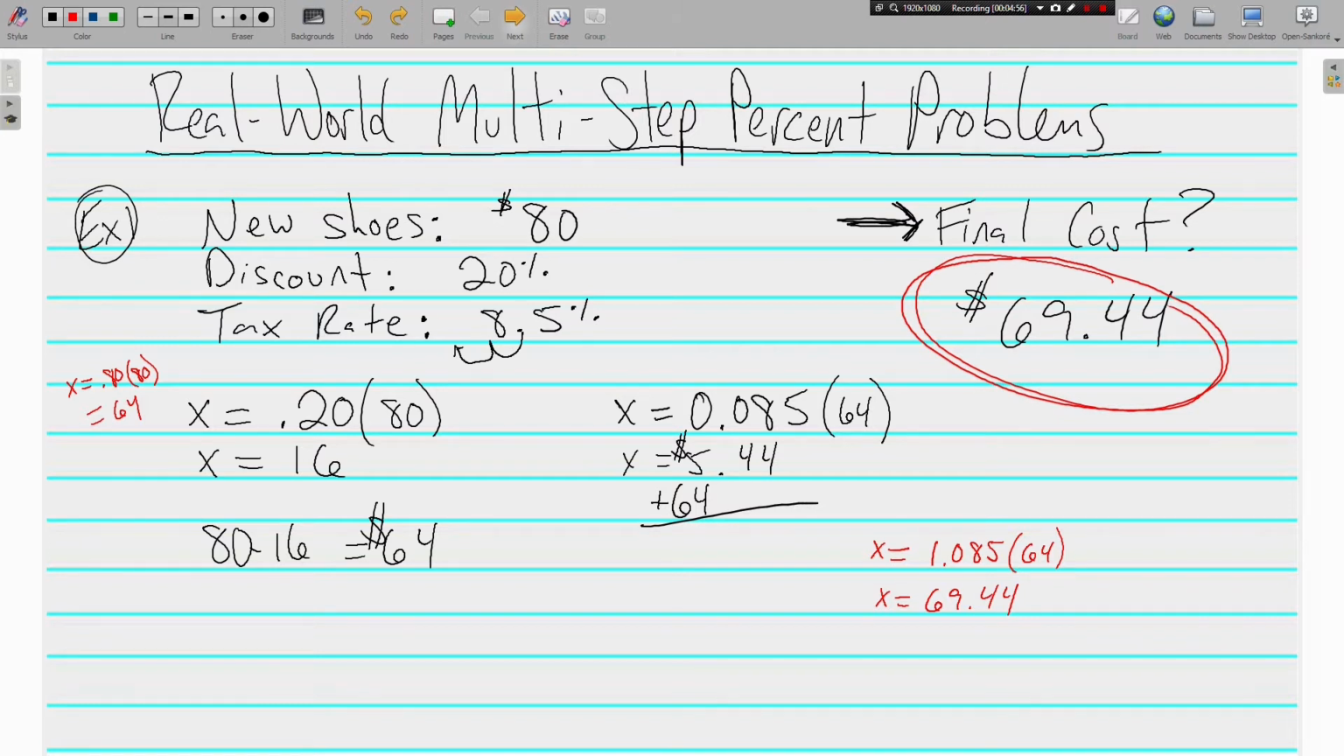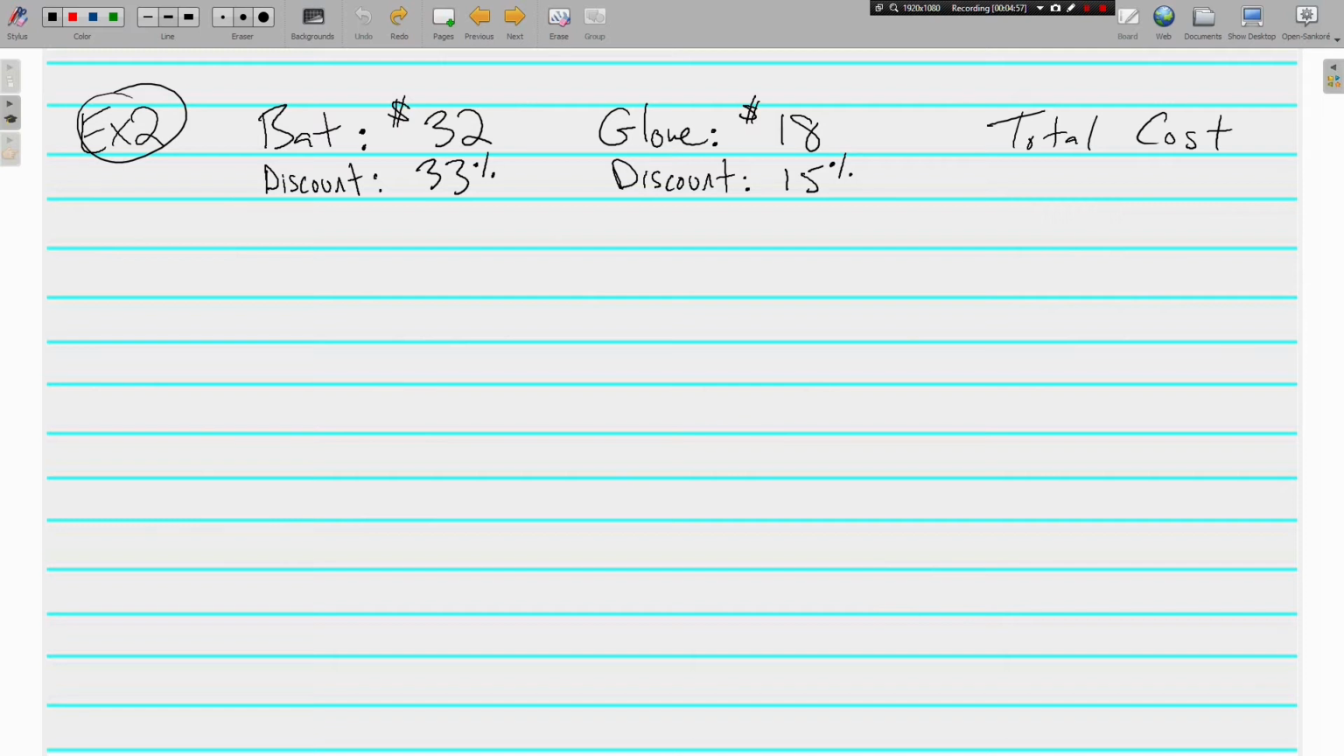What do we have next? Looks like a bat and a glove. We've got a baseball player shopping here. We've got a bat that's been discounted 33% and a glove that's been discounted 15%. Looking for the total cost of both items. I'm going to use proportions this time since I used equations last time. We've got a $32 bat, and we're looking for it after it's been discounted 33%.